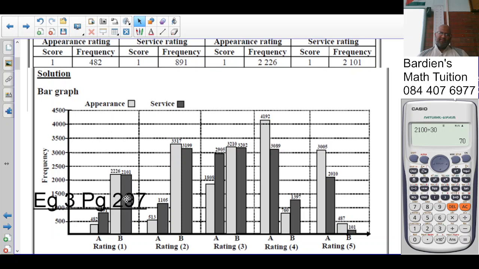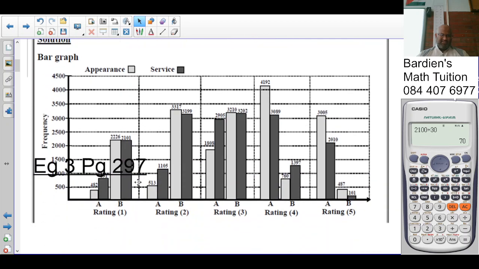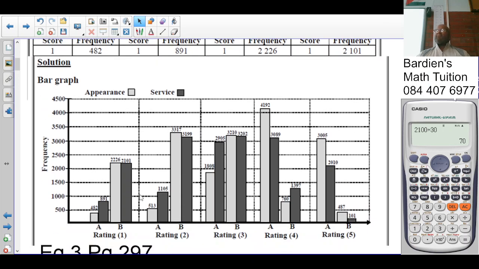Okay. So here's your double bar graph, your compound bar graph. Again, you got your service at your darker shade, whilst your appearance at the lighter shade. So here your appearance came for store A at a rating of 482, whilst its appearance came to 2,226. So what I did was I took those two together. Can you see? They took the other two together. Okay, so both is acceptable.